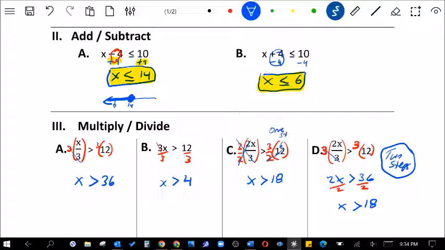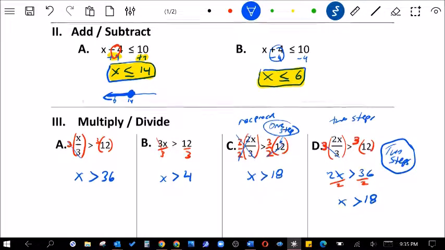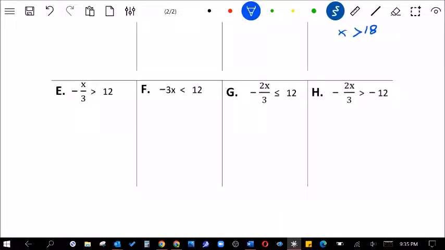So 1 step using a reciprocal, or doing it in 2 steps. Notice that all of these are positives. We're multiplying or dividing with positives. That makes it almost as if there was still just equal signs, and we just keep the inequality in the same place where it was. It's different if you multiply or divide by a negative number, and that's what we're going to look at here.